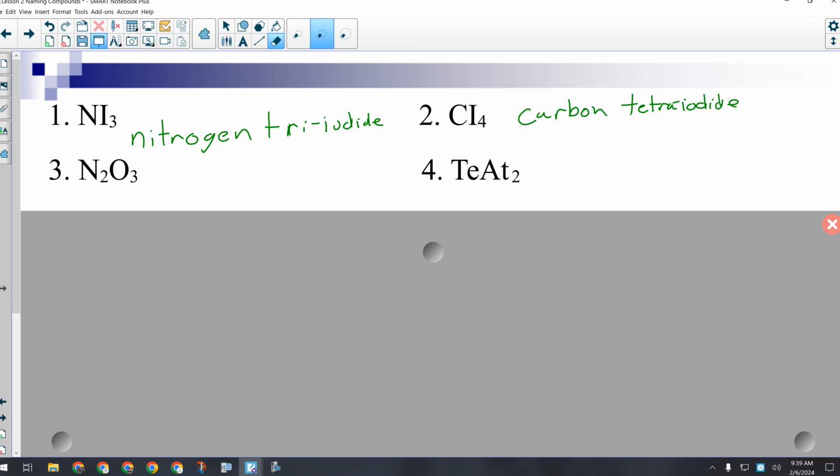Okay, and then number 3, what's N? Nitrogen. What prefix does it need? Di. Dinitrogen, and then what prefix would I put in front of this? Trioxide.